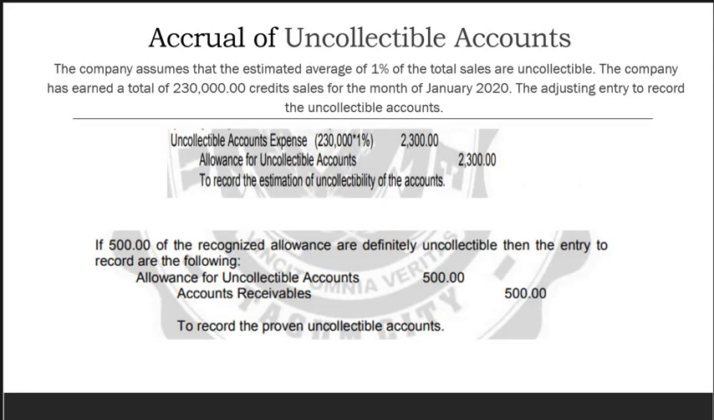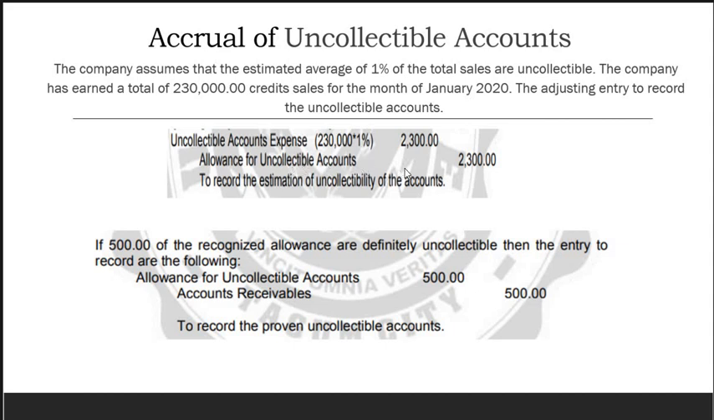Okay, so here's an example of an accrual of uncollectible accounts. Here, the company assumes that the estimated average of 1% of the total sales are uncollectible. The company has earned 230,000 credit sales for the month of January 2020. So the adjusting entry to record uncollectible accounts is debit uncollectible accounts expense, credit allowance for uncollectible accounts. Why 2,300? Because that is 230,000 times 1%. So take note, class, uncollectible accounts expense is an expense account, whereas allowance for uncollectible accounts is a contra asset account.